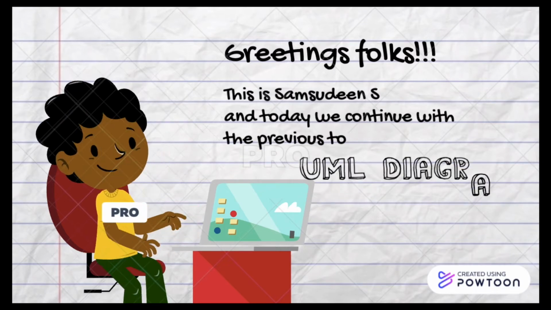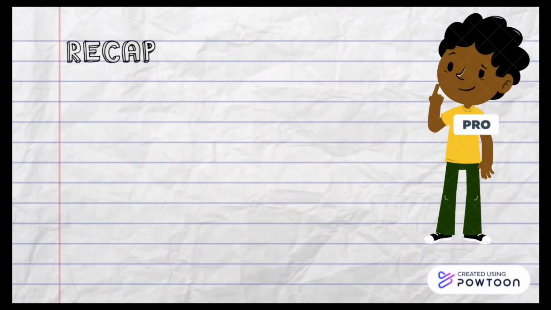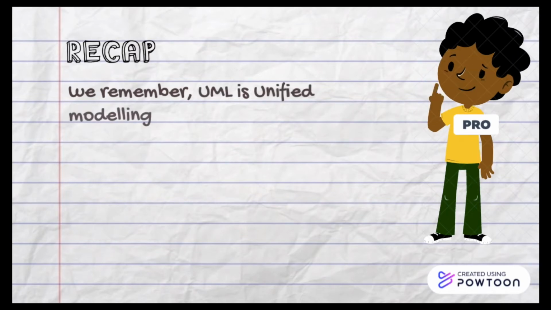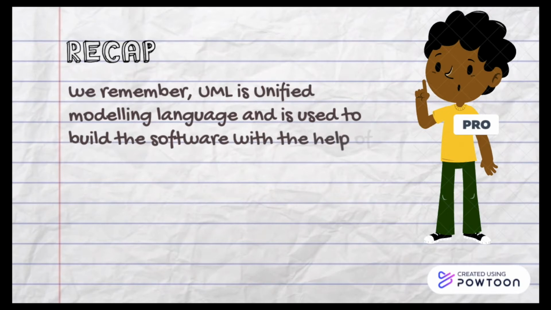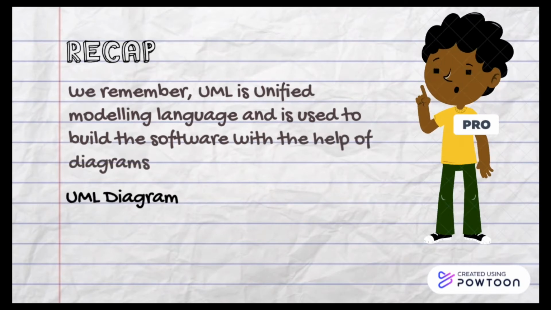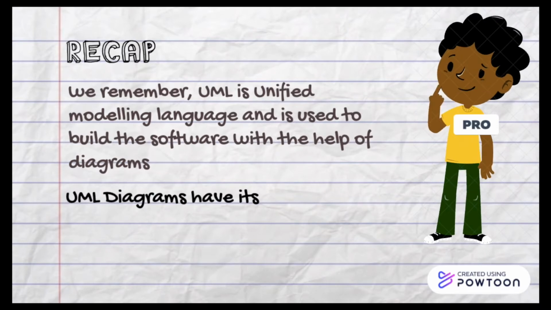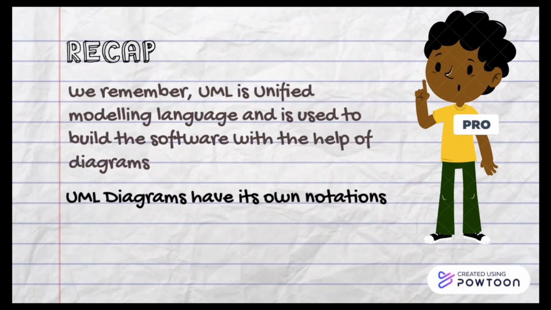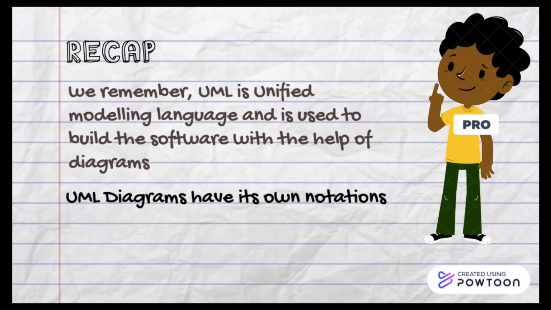Right, guys, we have seen our subject, object oriented analysis and design, and we have the baseline that this particular subject speaks about the building of software by means of diagrams. This diagram is technically called UML, Unified Modeling Language. Just a recap: we are going to build the software by means of the diagram, and that diagram is called a UML diagram. Obviously, UML diagrams have their own notations, that is, the shapes that have to be followed while we build the UML diagrams.